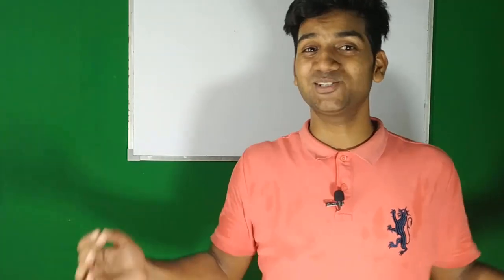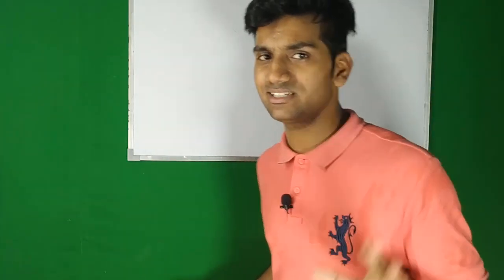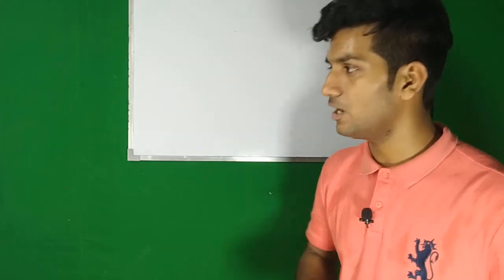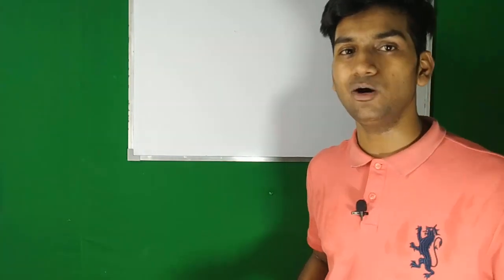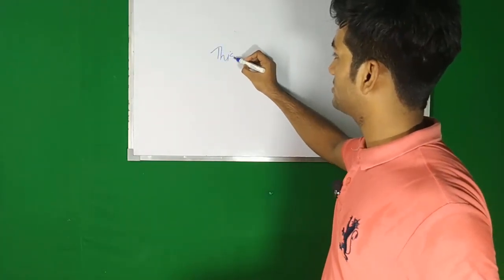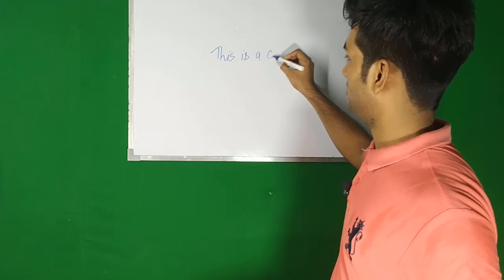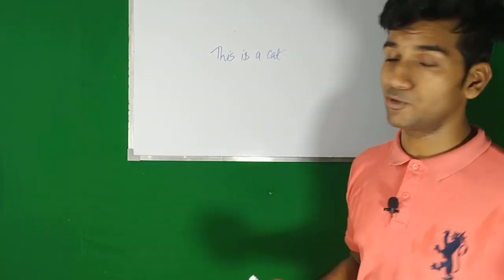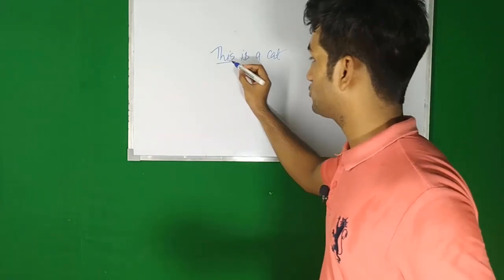Then how do you get to know whether a word which could be this, that, these, those is a demonstrative adjective or a demonstrative pronoun? See, it's very simple. I'll make you understand. A demonstrative pronoun is never followed by any noun. Okay, I'll give you an example. For example, this is a cat. So we never use a noun after a demonstrative pronoun. So here, this is a demonstrative pronoun.